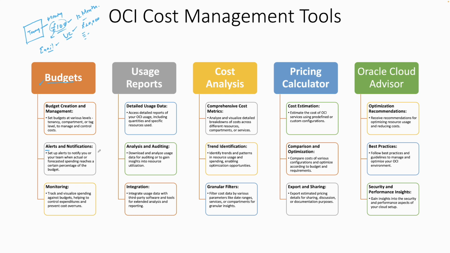So you can set up alerts to notify you or your team when the actual forecasted spending reaches a certain percentage. Very important. Either the actual or the forecasted. So it will look at how you are running your service every day, and based on that also it can send you the forecasted amount that, okay, hey, this month you would be going over budget, and automatically a notification would be sent to you.